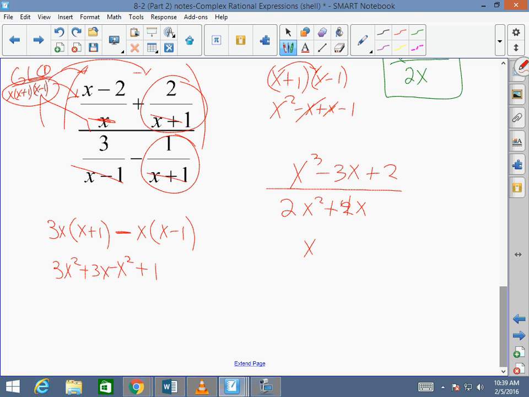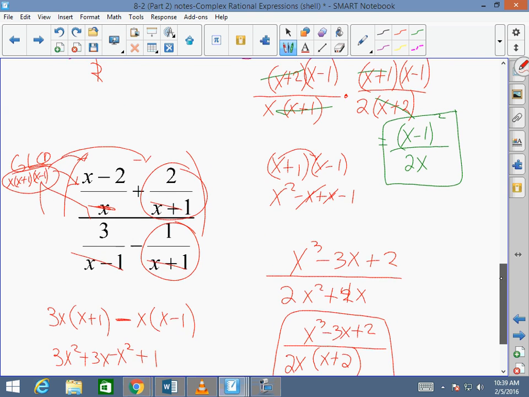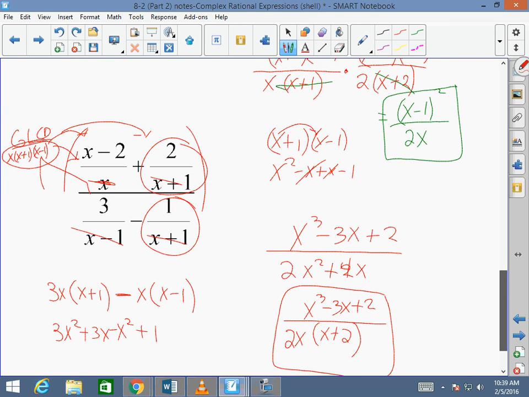From here, I have 4x. From here, I have x cubed minus 3x plus 2 over, take out a 2x, and I've got x plus 2. Now, hold on, Morrow. You did something wrong. These two do not look the same. No, they do not.